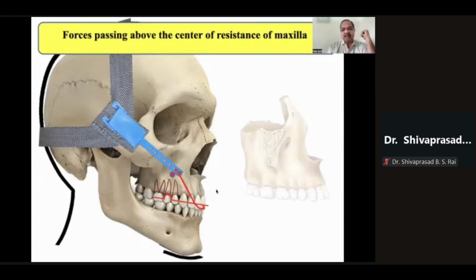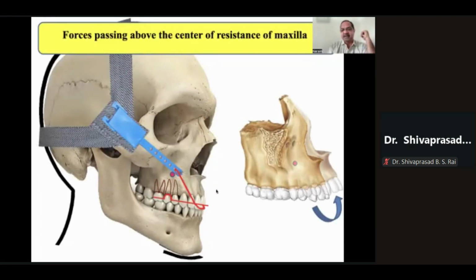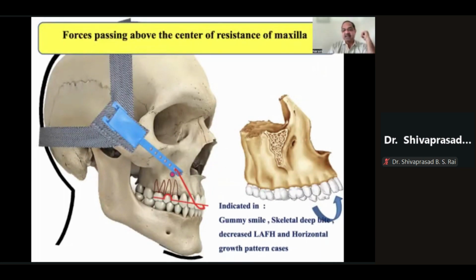Now what happens to the maxilla when you generate a force? There is an anti-clockwise movement because the force is generated above the center of resistance of the maxilla, so the maxilla rotates in an anti-clockwise direction. This is indicated in cases where you have a gummy smile, a deep bite, a decreased lower anterior facial height, and horizontal growth pattern cases.